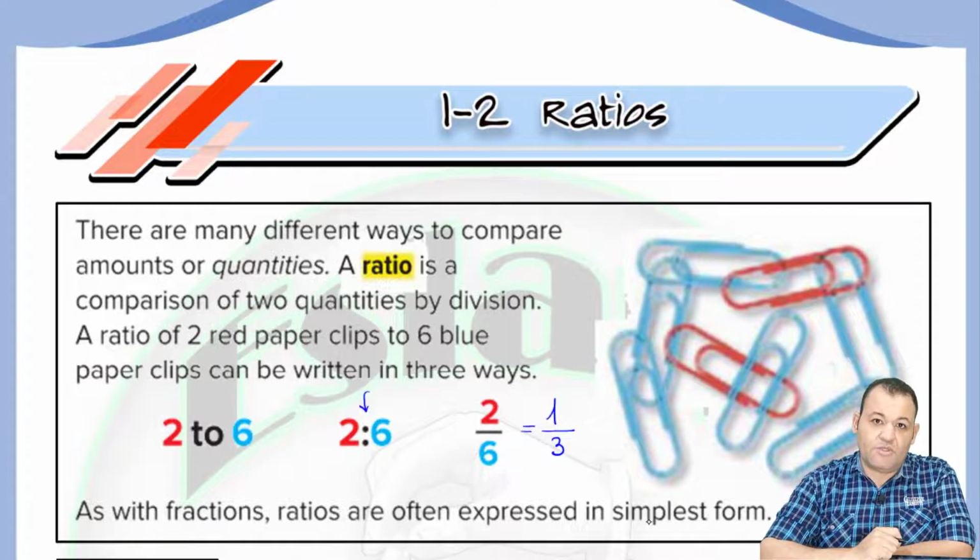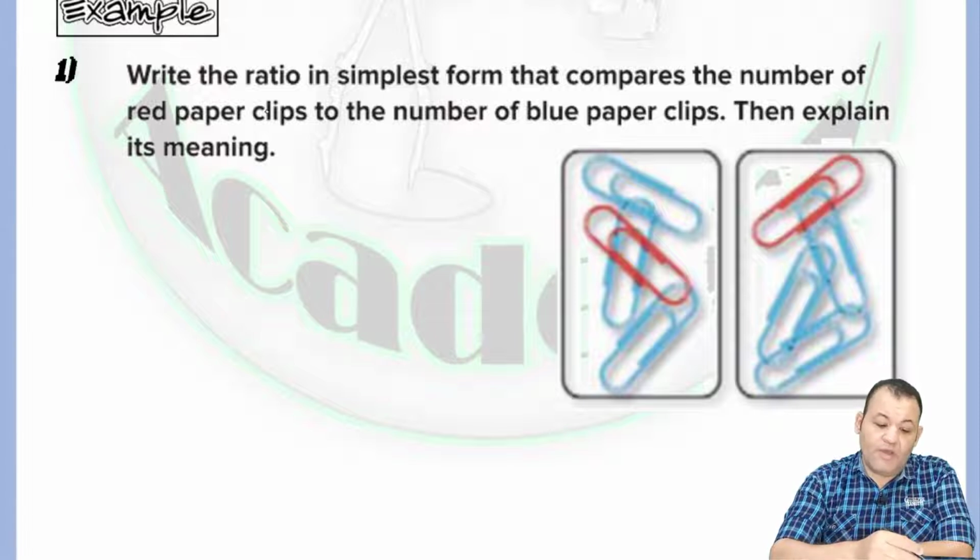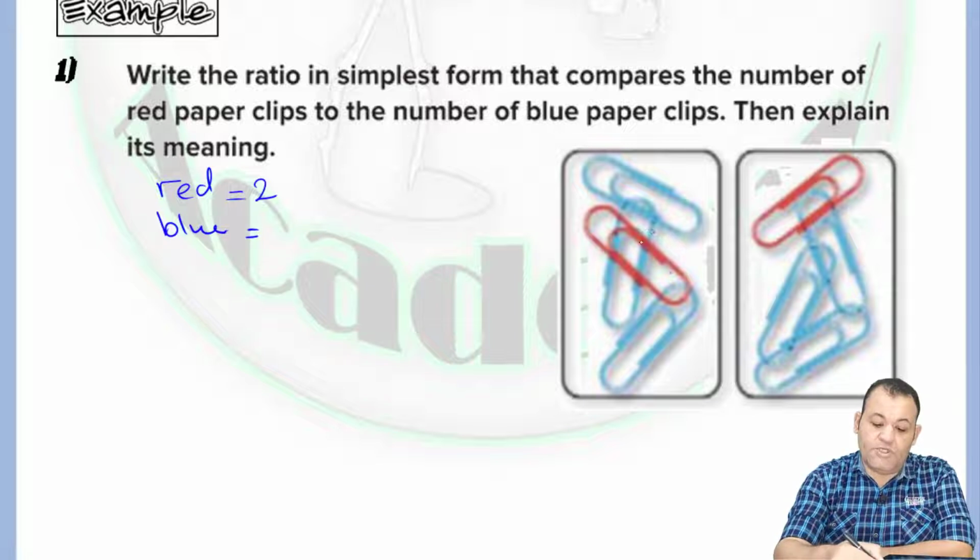How can we solve the question? In this problem, we need to find the ratio in the simplest form that compares the number of the red paper clips to the number of the blue paper clips. To solve this problem, at first I need to find the number of red paper clips. We can count it, it will be 2. And the number of the blue will be equal to 1, 2, 3, 4, 5, and 6. So we have 6. So the ratio between red to blue will be equal to 2 to 6.